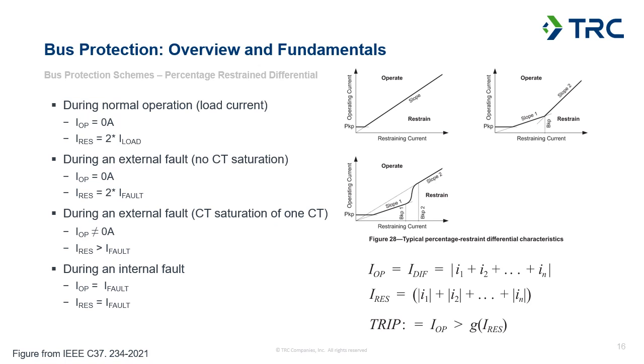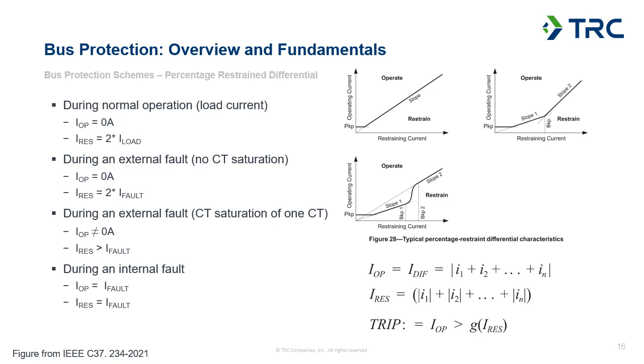Because the operate current is going to sum the currents directly, including both the magnitude and angle, the expectation is that current would be flowing in through some of your sources connected to the bus and out through others. So your operate quantity is going to sum to 0. The restraint quantity for the type of restraint calculation shown is going to sum the magnitudes of all those currents, so all of those currents into the bus and out of the bus are going to be additive. Generally, we'd expect to see 2 times the load current in restraint current for a load scenario.